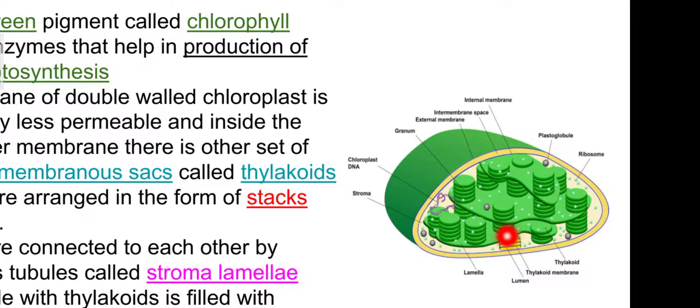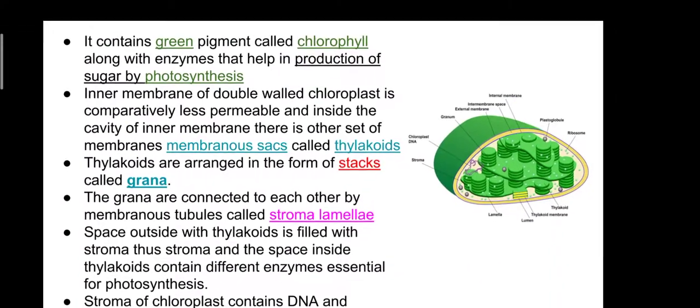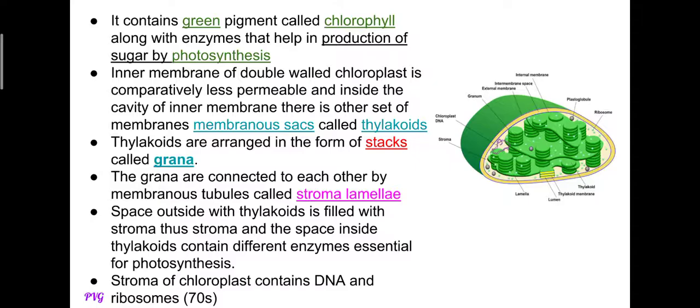These are the thylakoid plate-like structures, the lumen of the thylakoids, then lamellae, then grana and stroma, which is the liquid part in between them. Actually, the structure that we are going to study has chlorophyll, the green pigment, with enzymes that help in the production of sugar by the process known as photosynthesis. That means the chloroplast plays an important role in the production of food material by photosynthesis.